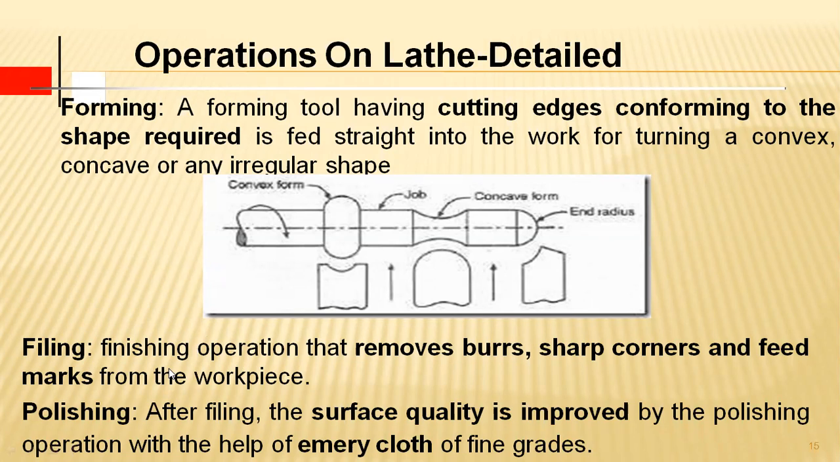And for filing operation, filing is nothing but a finishing operation, which is utilized to remove the burrs and sharp edges. Nominally, by this the high rough surface will be removed, but not to a maximum confined length. Next, polishing. After filing, this activity progresses in order to improve the surface quality. Surface finishing is normally done with an emery cloth of good fine grades.